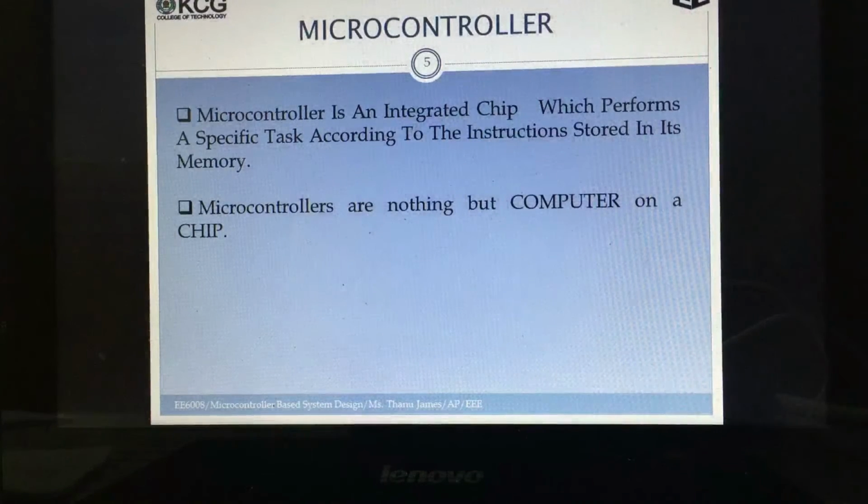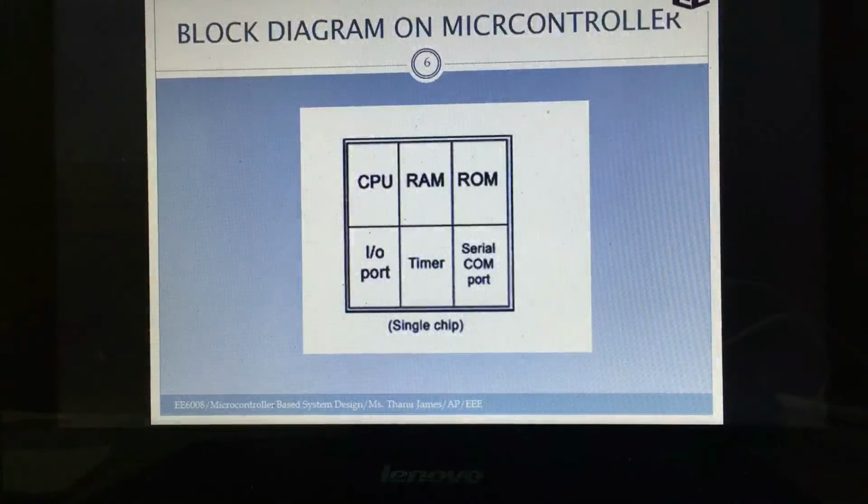Now moving into the microcontroller, it is nothing but an integrated chip which can perform a specific task. And microcontrollers are nothing but a computer on a chip. So the units we have seen in the block diagram of a microprocessor will all be integrated on a single chip. That is, the CPU, RAM, ROM, input output, timers and serial COM ports are all integrated on a single chip.